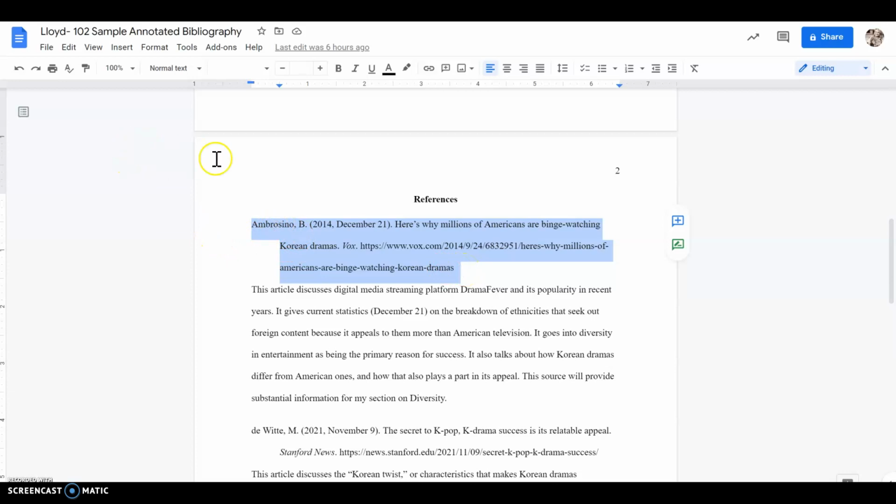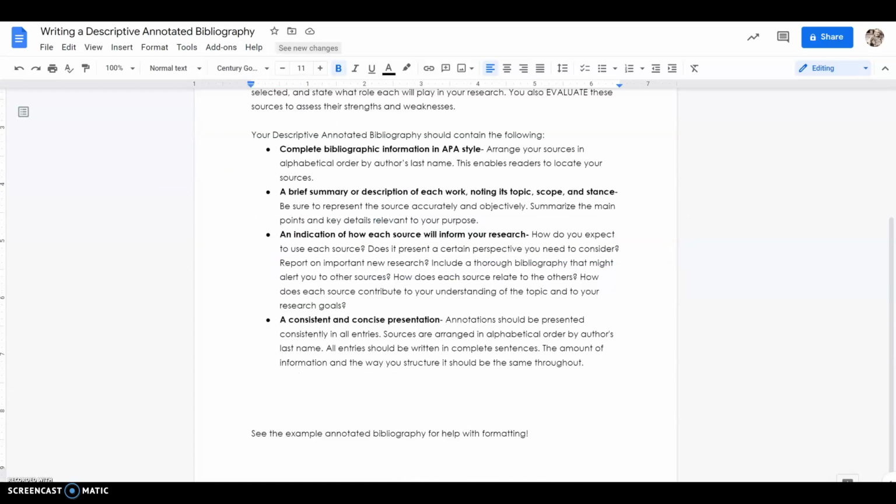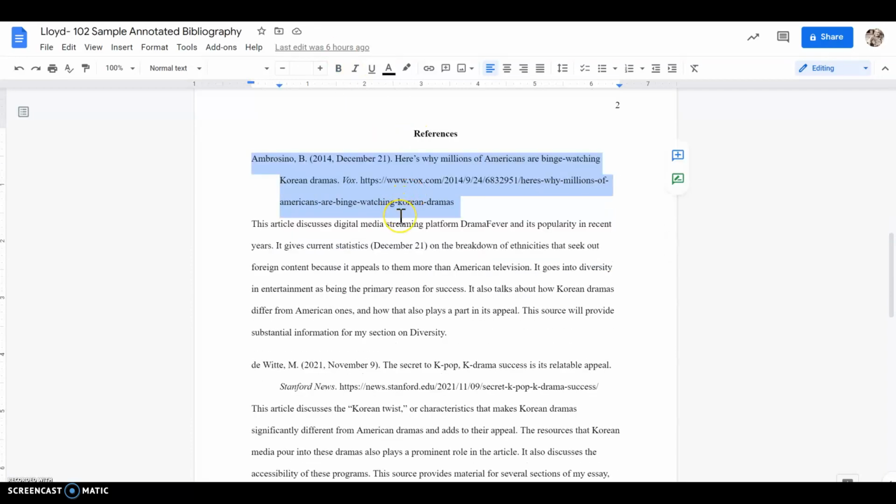Okay, then after I've done my complete bibliographic information, underneath that I need to do a brief summary or description of each work, noting its topic, scope, and stance. And so I chose a topic that I didn't think was going to be a push button topic for everybody: why you should give Korean dramas a chance. With the popularity of Squid Game and All of Us Are Dead and all these shows that are coming out, Sweet Home, if you haven't seen that, a lot of Asian television has really taken off in other countries, especially here in the United States.